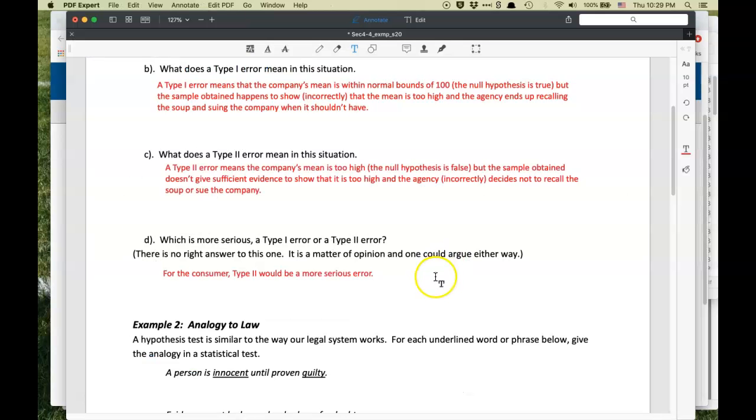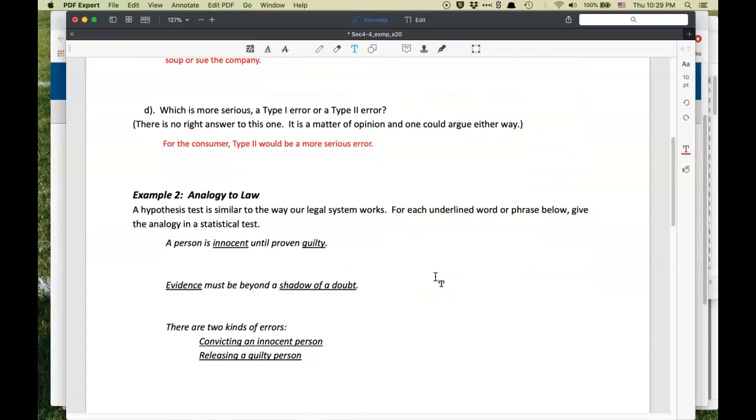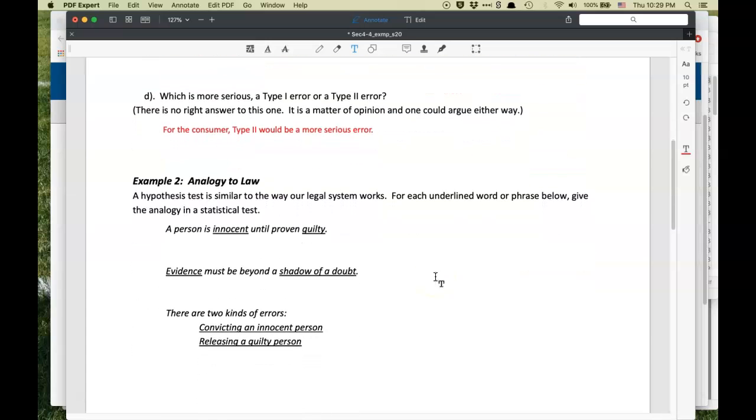All right, now, so that's actually the serious issue, right? Public health and how to use statistics in a positive way. And now, in this case, this is a hypothesis test similar to the way our legal system works. For each underlined word or phrase, give the analogy in a statistical test. And if you've watched the interactive lesson, you should be familiar with this because this comes up here and there as well. But it's a good thing to have in mind when you're thinking about this.